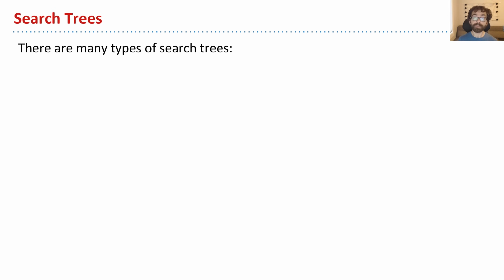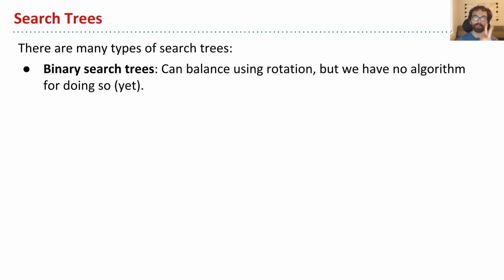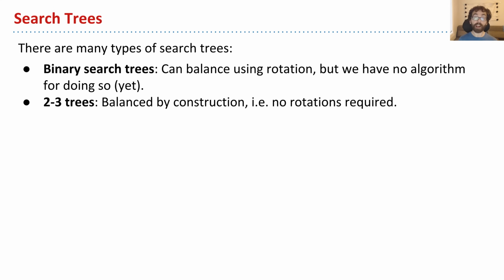There are a bunch of different types of search trees, and we've seen two in our class. One is a binary search tree, and we know that one downside is they can get imbalanced. But the good news is we can somehow balance them using rotation, though we have no algorithm to actually do so quite yet. The other type of search tree we've talked about is the B tree. And I'm going to focus here on 2-3 trees. So 2-3 trees are balanced by construction. They require no rotations. You just build them and they're always balanced.